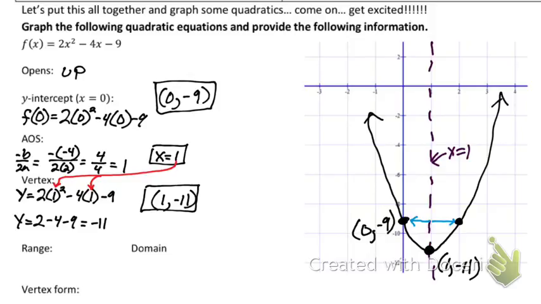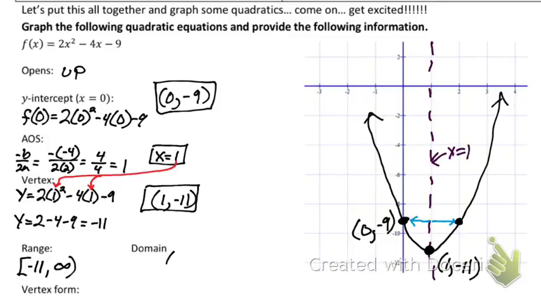And a general graph is all I need to come up with my range and domain. Range is what is my lowest y value to what is my highest y value. In this case, my lowest y value is my vertex, which is (1, -11). So my y value there is negative 11, and I'm going to use a bracket because it does include negative 11 all the way to infinity.